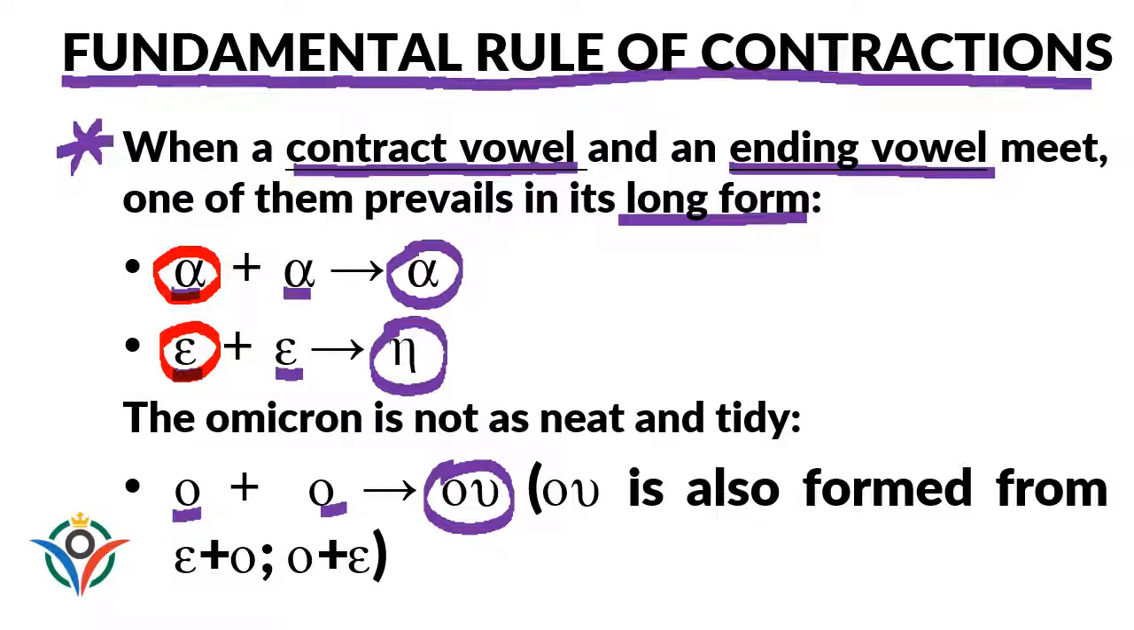And in brackets there, this is further information, is that ou is also formed from these two options, all right, when you have an epsilon plus an omicron or an omicron plus an epsilon, you're also going to end up with the diphthong ou. All right, so this is the fundamental rule of contractions. When a contract vowel and an ending vowel that are the same meet, one prevails in its long form, and the omicron is an exception.